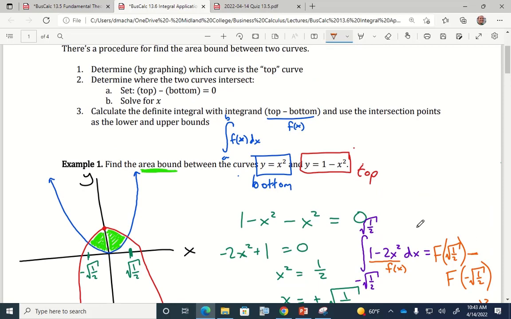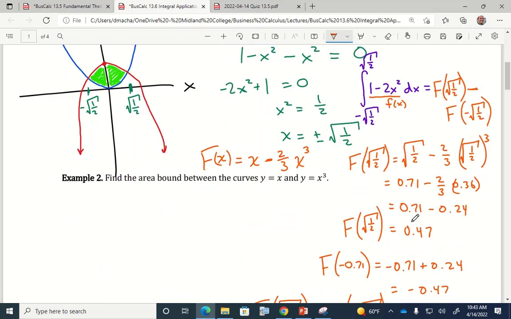Okay, so are there any questions about the procedure for doing this, or are there any questions about what we did there in example 1? How did we get 0.94 in the area bound? It didn't zero out, because I saw the zero in the decimals.